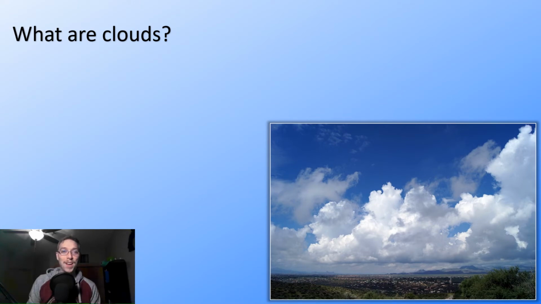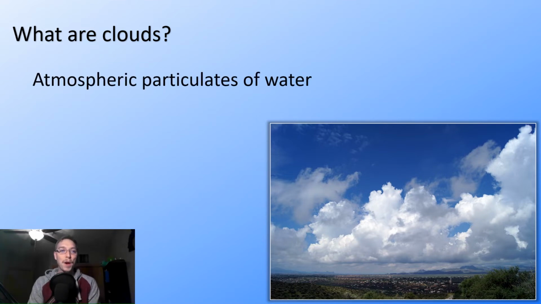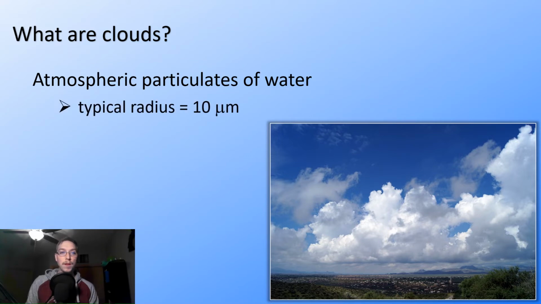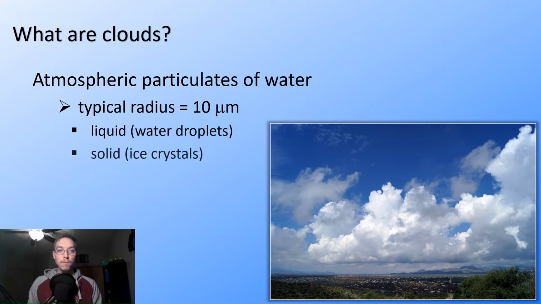But first, what are clouds? So it seems like a simple question, right? They're the white fluffy things that float above us. Basically, though, they're atmospheric particulates of water. Typical radius of that particulate matter equals 10 micrometers. It's comprised of liquid water droplets, solid ice crystals, and a combination of the liquid and solid.